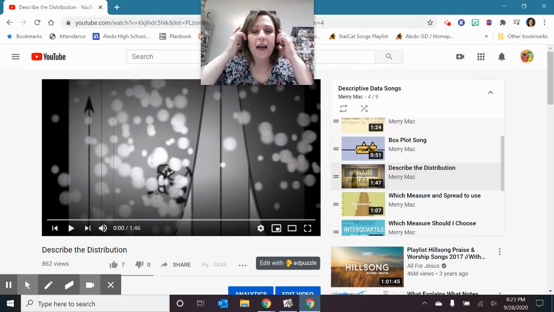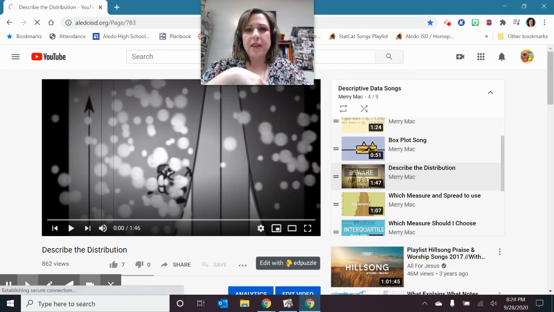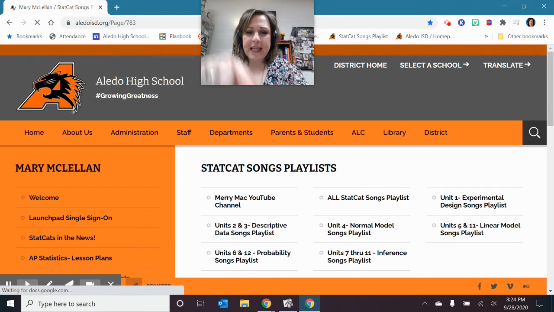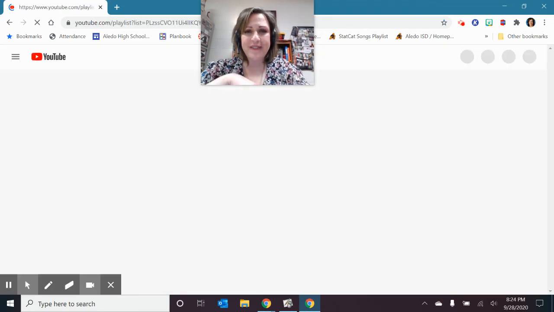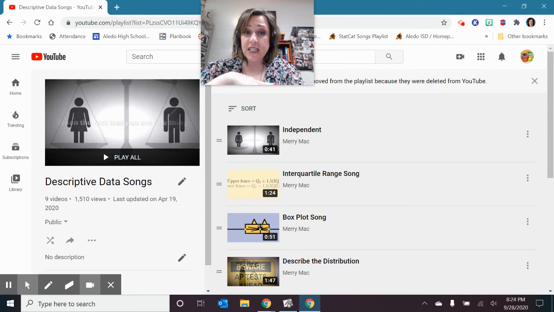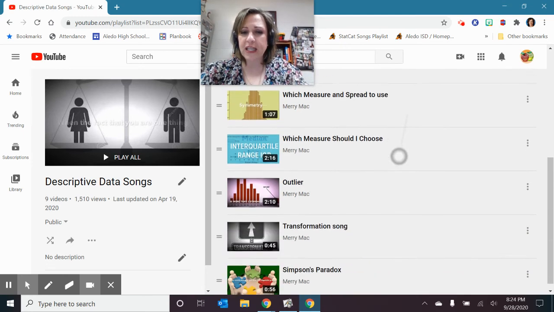So let me show you how to get to those songs. I'll even put a link to the full StatCat playlist. On my YouTube channel, I have playlists, and one of the playlists is descriptive data. We've already done all the experimental design ones. For descriptive data, we've done the independent, IQR, box plot. So look here at what we have now.